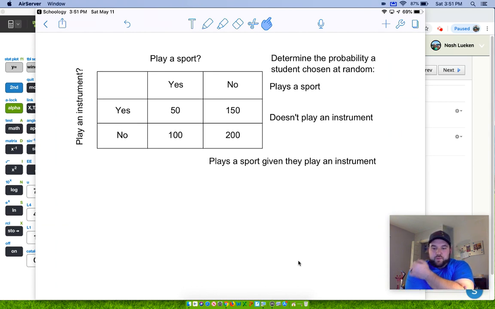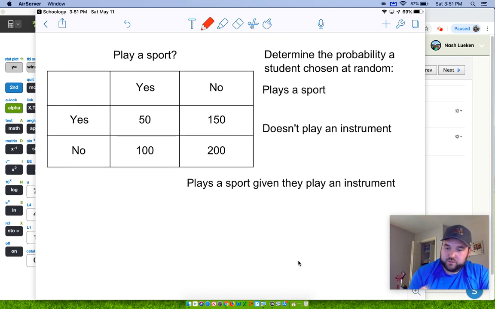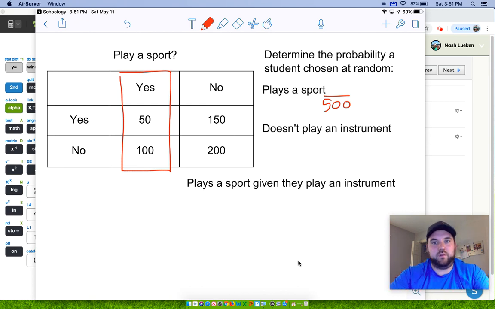So, determine the probability that a student chosen at random plays a sport. Now, we don't know anything about this student, okay? So we are drawing from all 500 students. Of the 500 total students, that's our sample space, what is the probability that I pick someone that plays a sport? Okay? Like we said, if they play a sport, it is one of these 150 people.